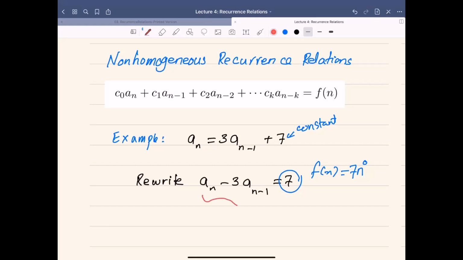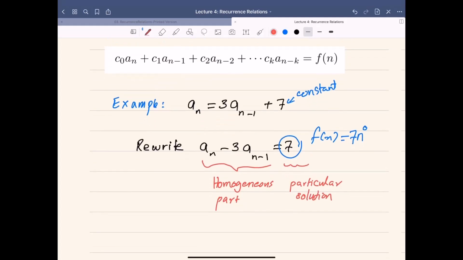Now, such recurrence relations will be divided into two parts. We will have the first part, which is the homogeneous part, and the other one is the non-homogeneous part. Later we will call it the particular solution. So later we will find a particular solution for this part. We will need to write it clearly.